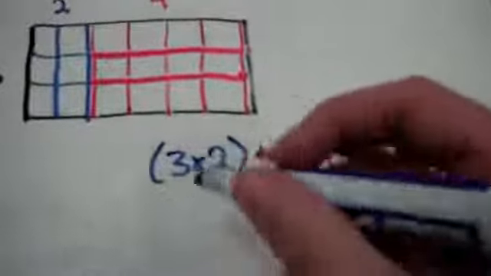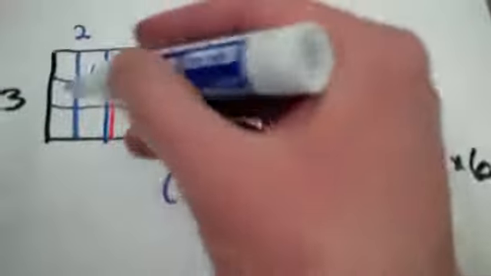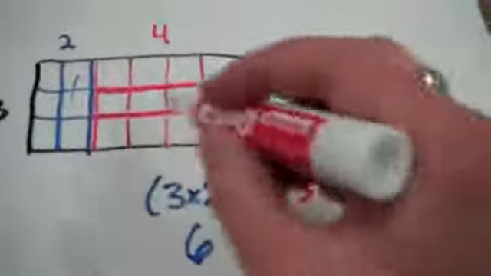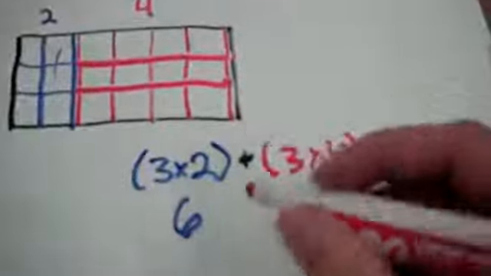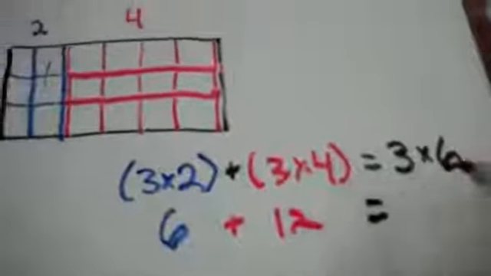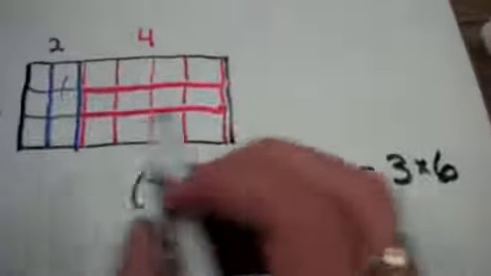And we solve. 3 times 2 is 6, and sure enough we're going to find 6 unit squares in there. 3 times 4 equals 12. Sure enough, you're going to find 12 unit squares in there. And 3 times 6 equals 18.